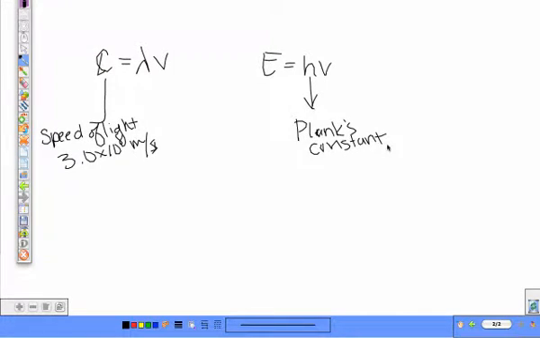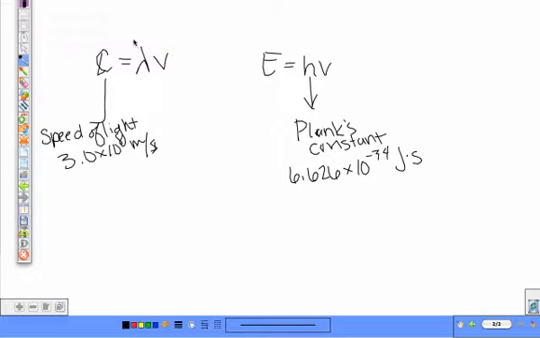But you need to know the equations. I'll give you the constants, but you need to know the equations, okay? And we have 6.626 times 10 to the negative 34th. So you'll give us that? Yes, I'll give you that number. I'll give you Planck's constant and the speed of light.